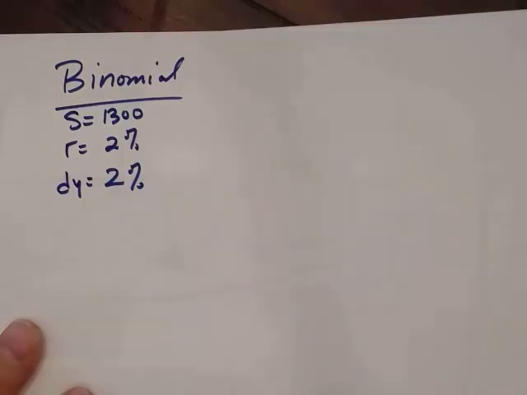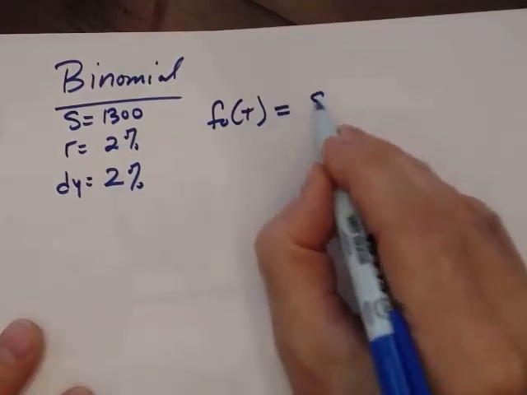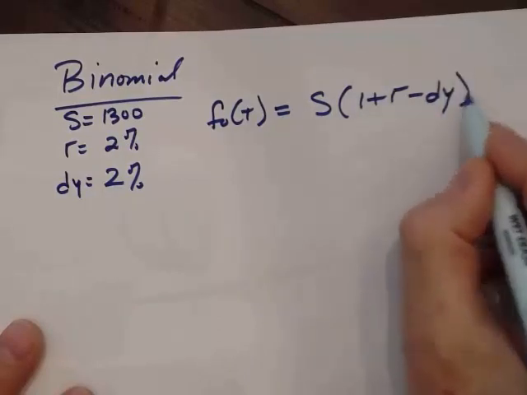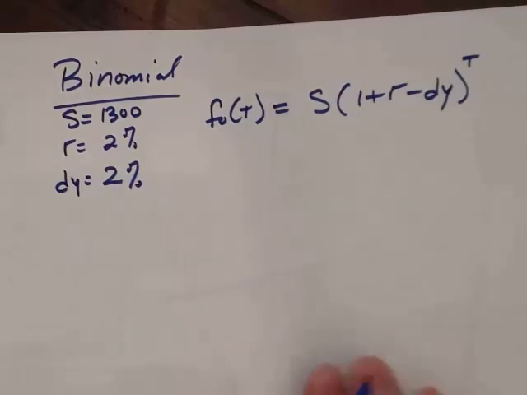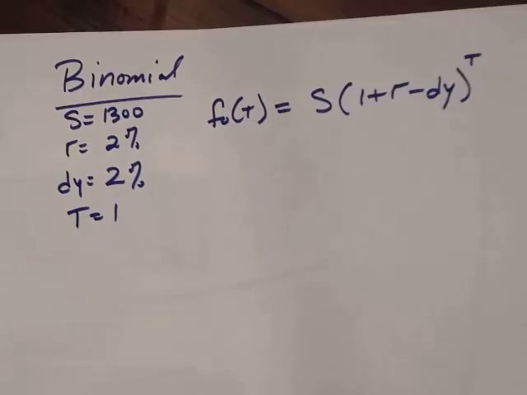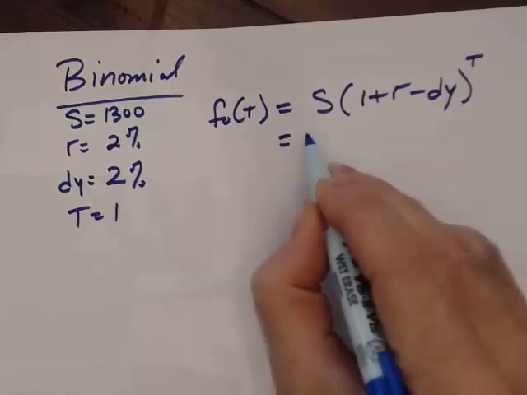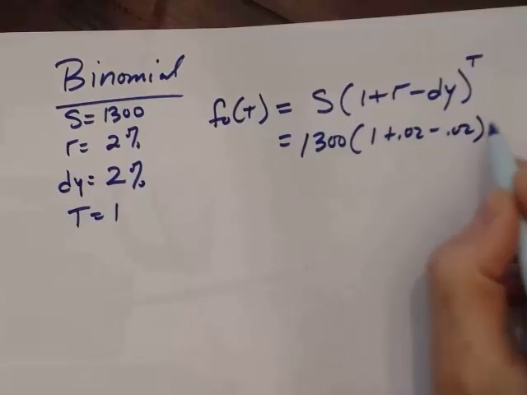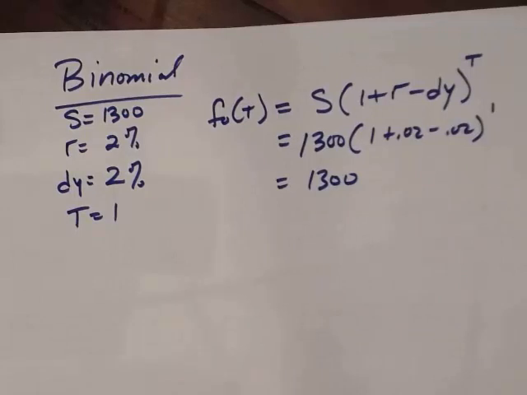So remember, the cash and carry model said that the futures price will equal the spot times (1 plus R minus the dividend yield) to the T power. And in this example, we're looking at a 1 year contract, so T equals 1 year, by the way. And so when we do this, we have an index that's at 1,300, times (1 plus 2% minus 2%) to the T power. Well, that means the futures price and the spot price are equal.